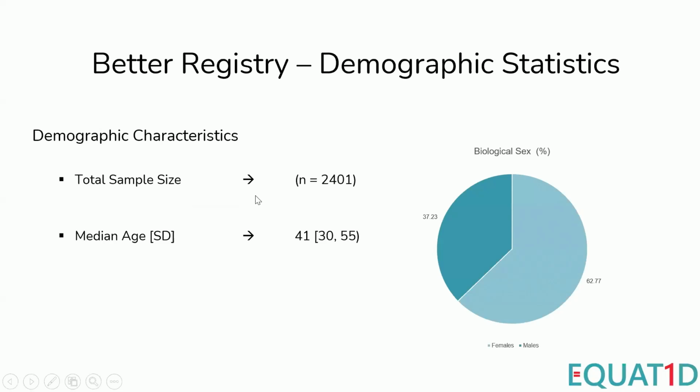So in terms of the people that we included in our analysis, we had 2,401 individuals. As you saw in that earlier slide, the total number in the registry is larger now than when we conducted our analysis last year. The average age of people included in our analysis was 41 years old, with most being between the ages of 30 and 55. And in terms of the sex distribution, you can see that two-thirds of the sample were female and one-third were male.